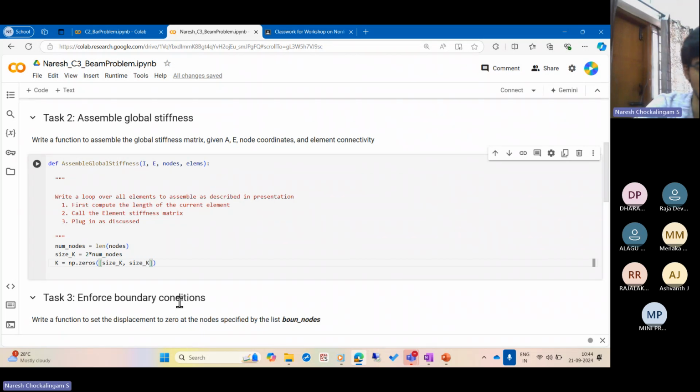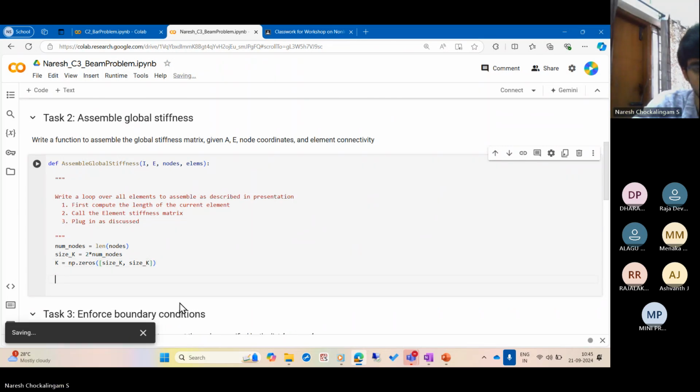So if you have 2 nodes, you have 4 degrees of freedom. So K should be 4 cross 4. And if you have 5 nodes, you need 10 degrees of freedom. So it is 10 cross 10. Okay, we have initialized K. Then what do we do? Just similar to the bar problem. You can tell me.